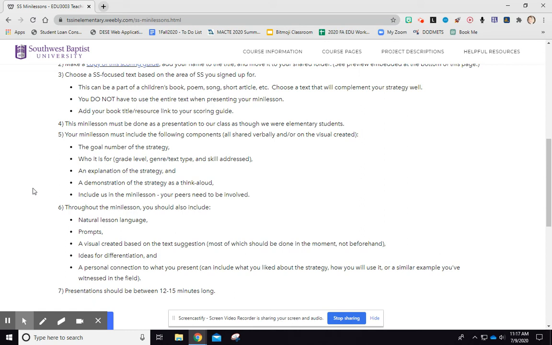During your mini lesson, all shared verbally or on the visual that you're creating in real time with us as you're teaching, you'll cover the goal, who it's for, the explanation of the strategy, and a demonstration as a think aloud. In other words, if you're working on main ideas, you'll read part of the text and say, oh, that made me think the elephant is the largest land animal because they said that it blah, blah, blah, and give some text evidence. So you're going to be thinking out loud as if you're doing the strategy with the students. And then you also need to include us in your presentation.